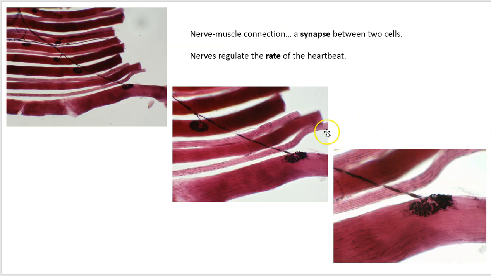Now it is true that there are nerves going to the heart, but those nerves do not make the heart beat, but they regulate the rate of the heartbeat.